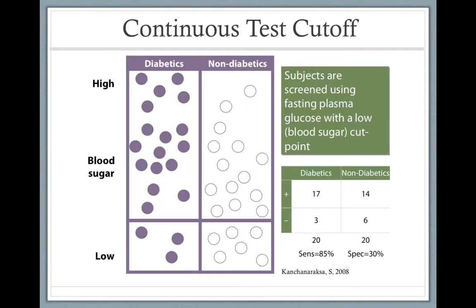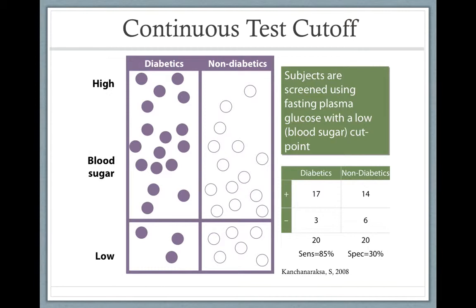As I said earlier, the cutoff, in a continuous test, some outputs for a test are continuous, such as, in this case, we have diabetes, and we're screening it looking at the blood sugar level. And there's no particularly distinctive cutoff between diabetics and non-diabetics. So in this picture, we have diabetics that are purple circles and then non-diabetics that are clear. If we pick a relatively low cutoff, we're very good at identifying the people with diabetes.